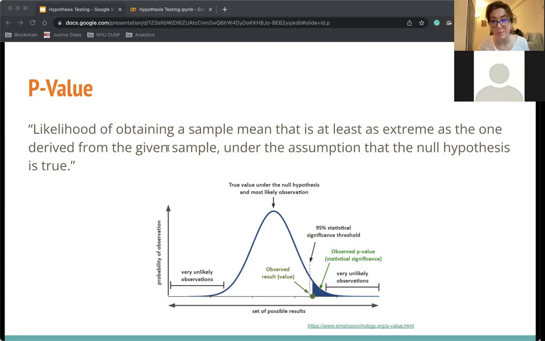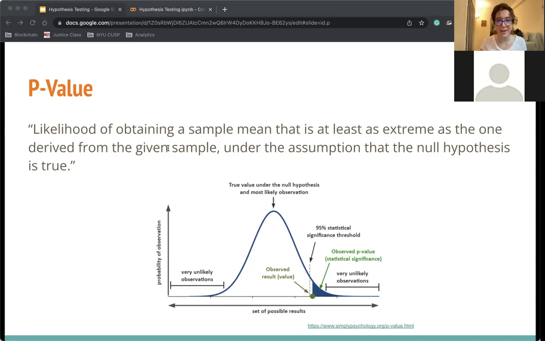That would probably be so far away from the mean that it would pass the 95% statistical significance threshold, the 99% statistical significance threshold. So therefore we could say, with this type of certainty, that we saw a value that's super extreme and so far away from the mean that it passed our statistical significance threshold of 95%.